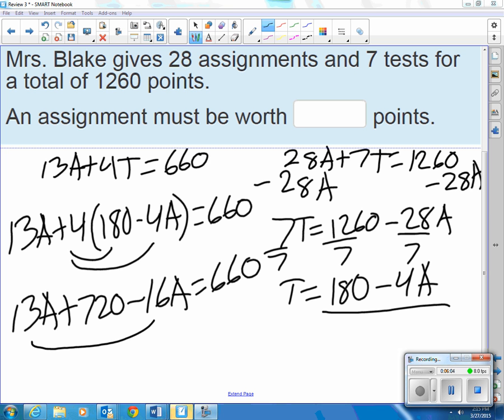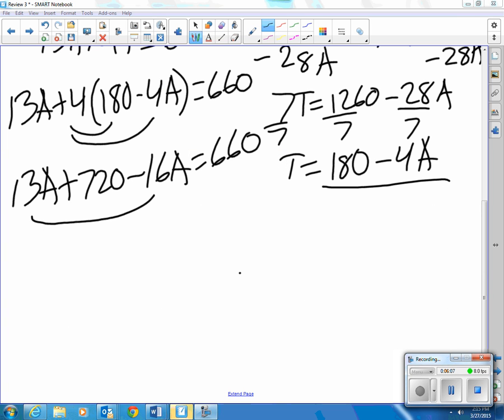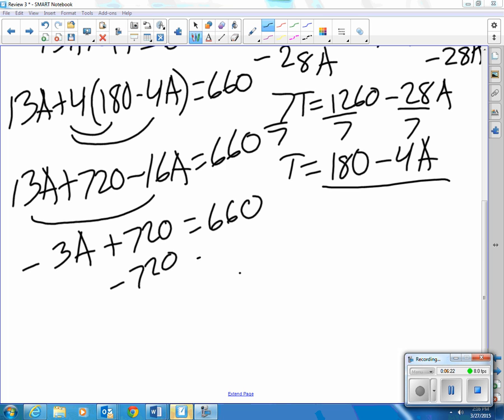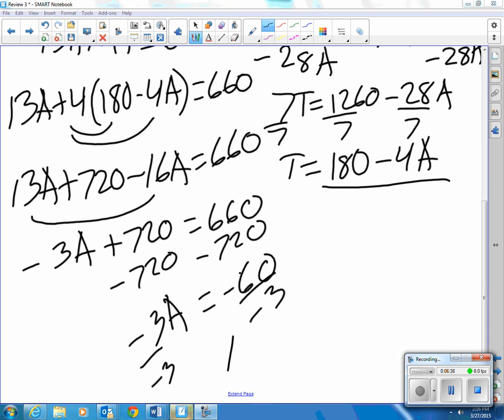Well, now I have two terms that have variables in them. And 13 take away 16 gives me -3. So -3 assignments plus 720 equals 660 points. So if I subtract 720 from each side, -3 times the number of assignments equals -60. Divided by -3, divided by -3. One assignment is worth 20 points.